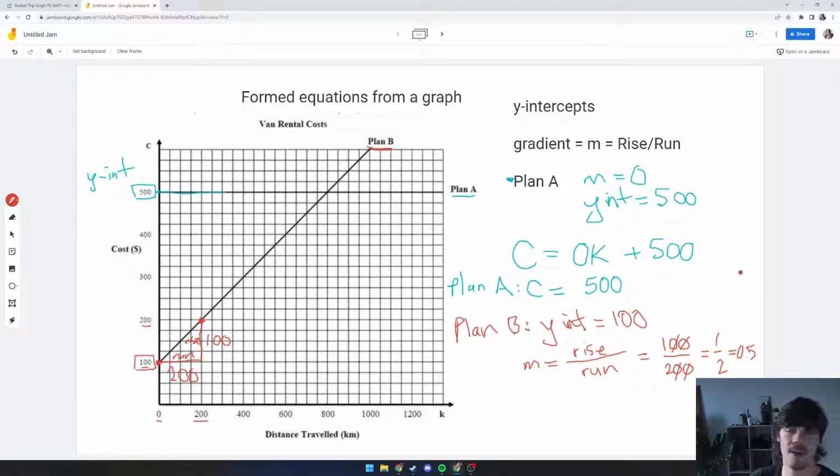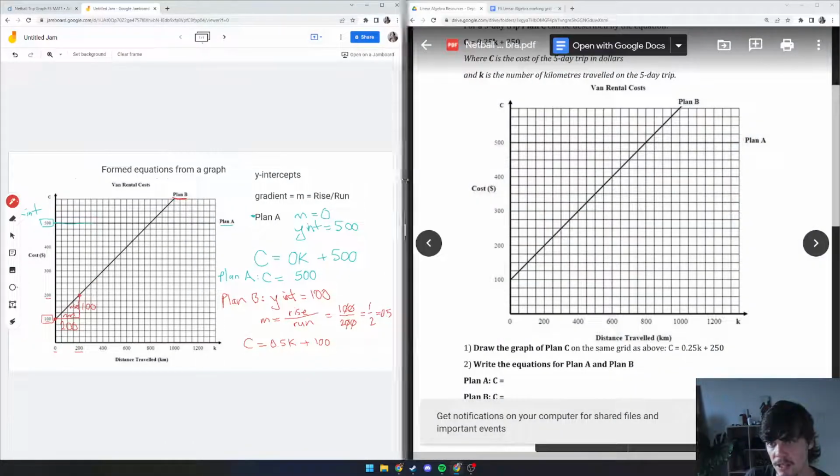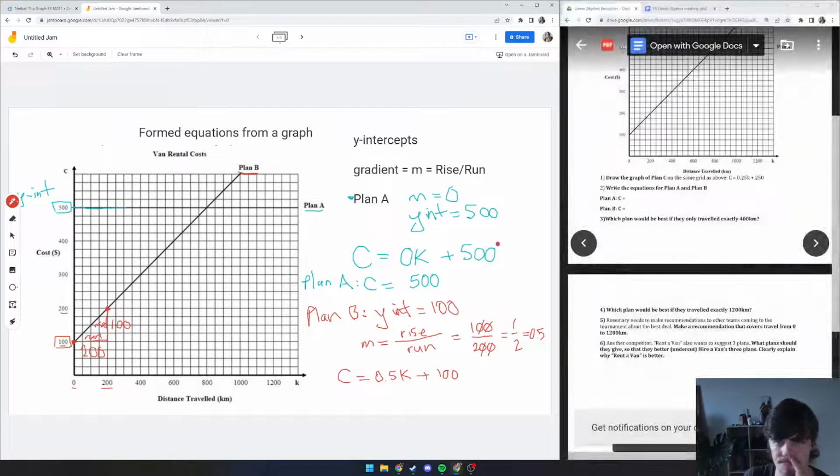So now we have a y-intercept and a gradient, so we can do the equation for plan B. So it's going to be C equals, and then we put the gradient. I think you guys like decimals, I'm going to use that. 0.5, and then I'm going to put a K plus the y-intercept, which is 100. So what we've now done is we have formed an equation from a graph. So let's get this back over here. So that is step 2, all done. We formed an equation from a graph. So we've got this equation here, and we've got this other equation as well over here.